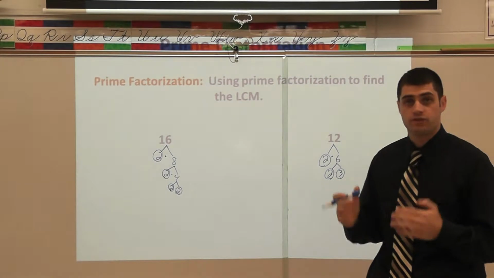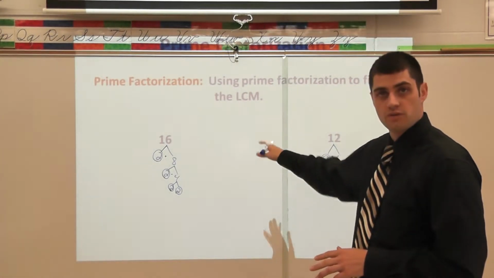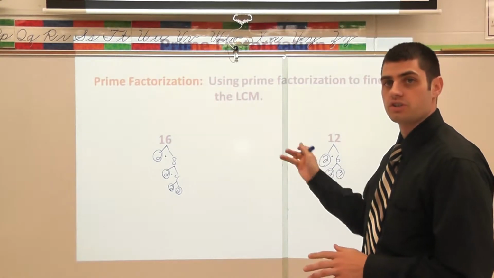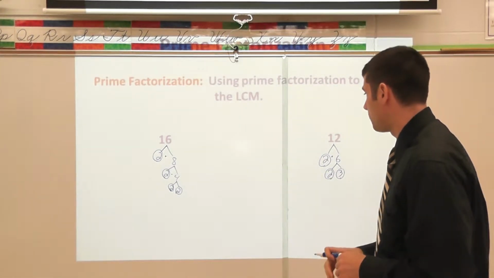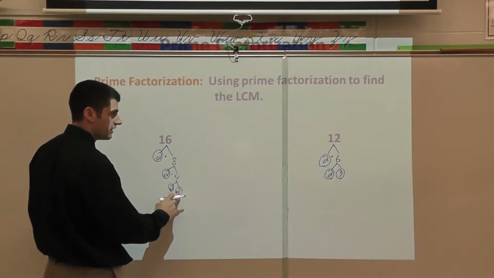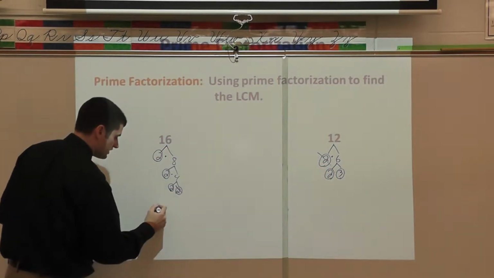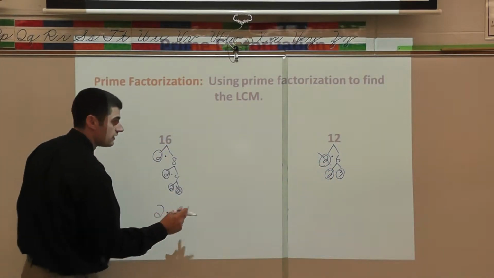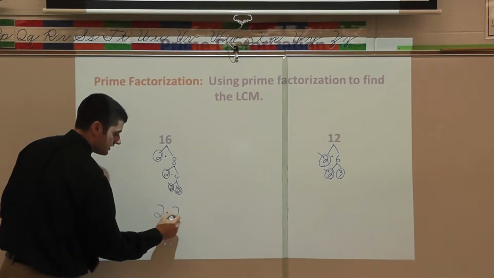So we have just completed the first 2 steps of the process. We found the prime factorization, and we circled all the prime numbers. We're now going to partner them up and write them once. So I see a 2 over here and a 2 over there. So those are buddies. I'm going to write that down one time. I also see a 2 here and a 2 here. I'm going to write it down one time.